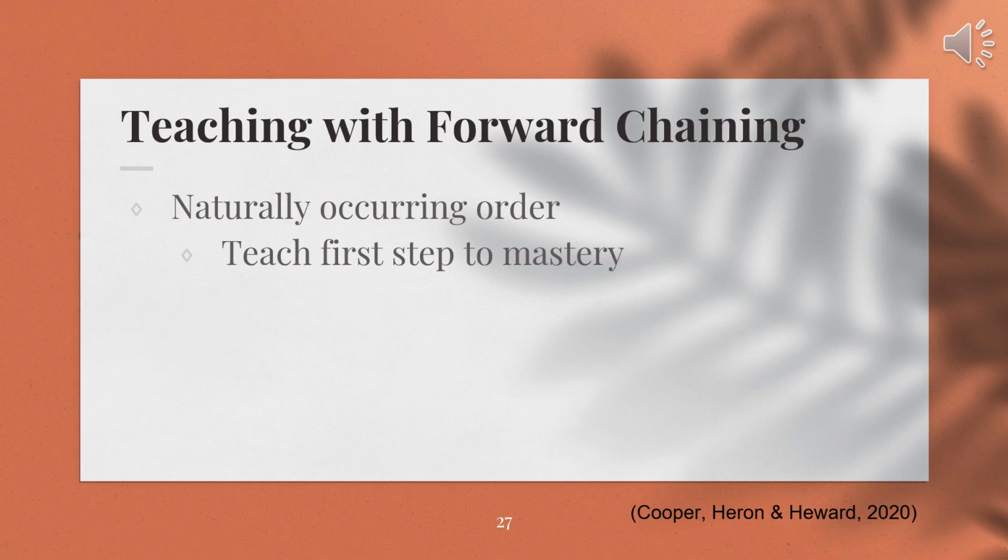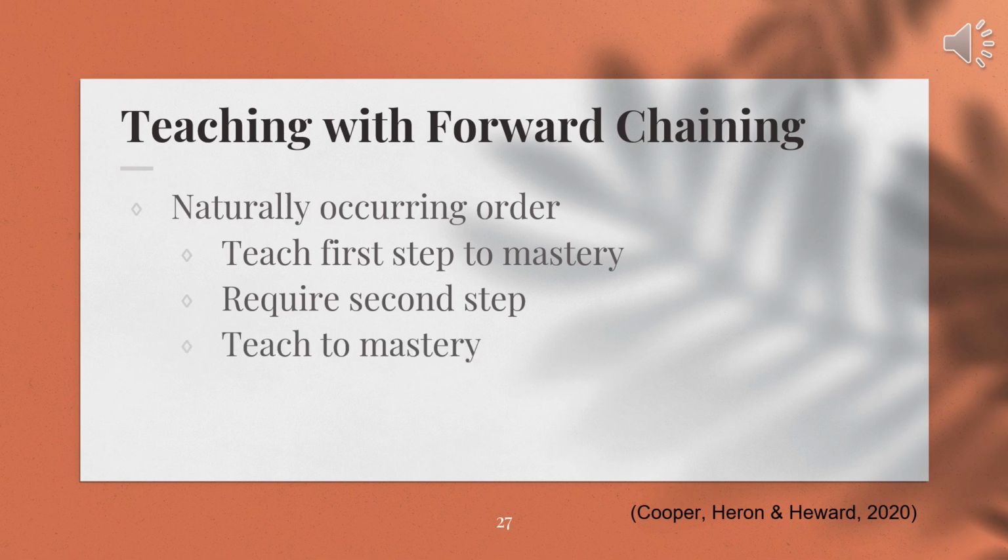Then you will allow the client to complete the first step and then add in the second step and begin teaching that step. Prompts will again be faded until the first and second step are now completed independently, and reinforcement is delivered only following both steps 1 and 2. This process is continued until the client is able to complete all steps in the behavioral chain independently. Now we're going to watch a video example of forward chaining.